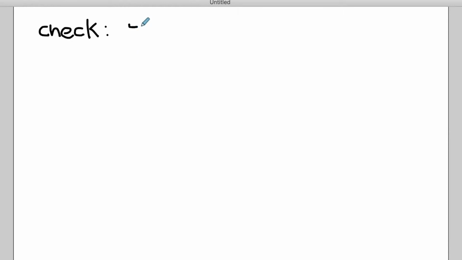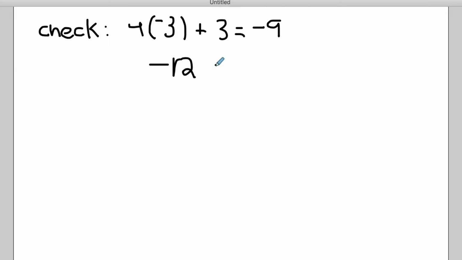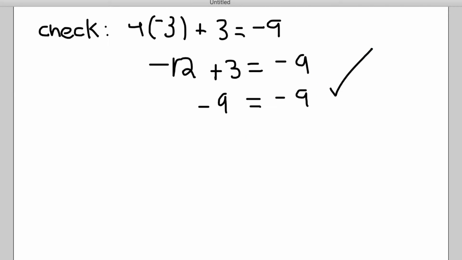You should always check your work, so let's do that right now. First, you want to substitute x for -3, and then multiply -3 by 4 to get -12 plus 3 equals -9. Then you just add -12 and 3, and then you'll have your answer, -9 = -9.